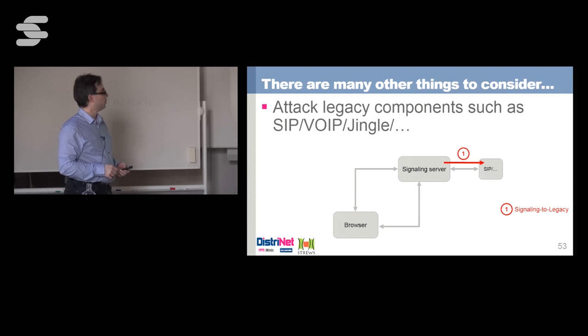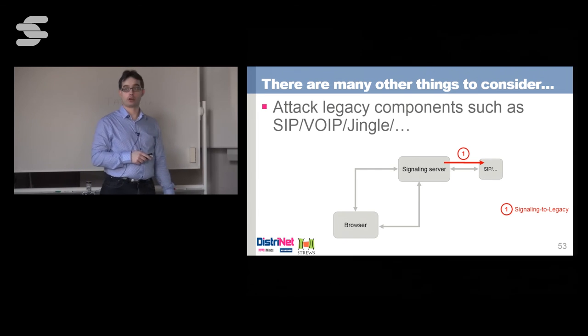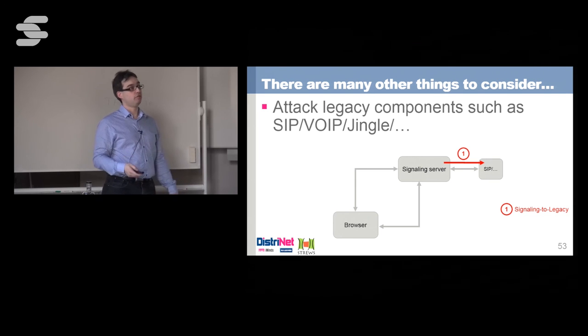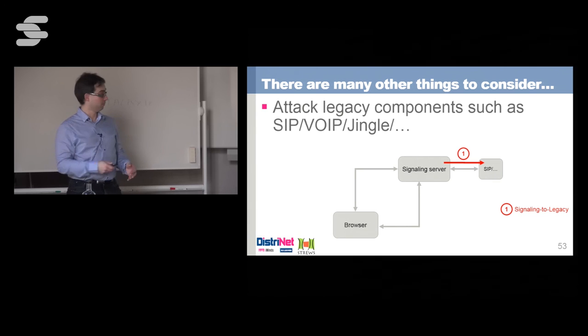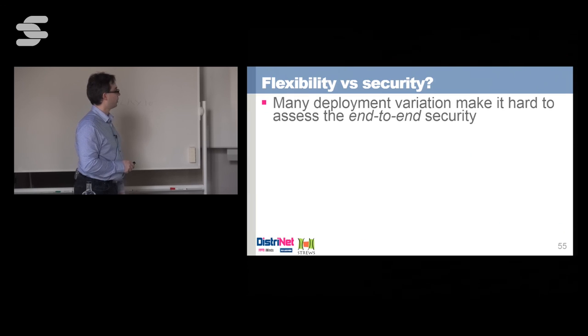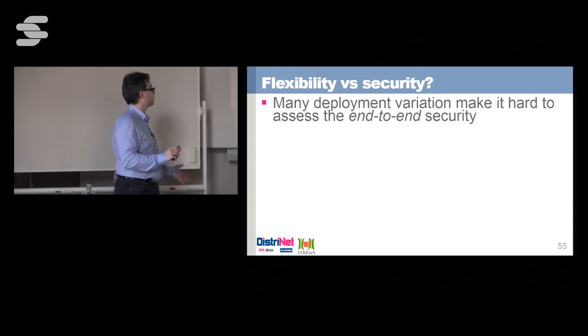Another thing you can do is attack the basic infrastructure of SIP or other infrastructure that is coupled to WebRTC. This is something we might see in the near future as well: more researchers will find security problems in SIP, because it is now much more open to a broader audience of web clients connecting to the SIP gateway. You could do that via the signaling server, via the browser, or directly as well. So, to wrap up, we saw flexibility versus security.